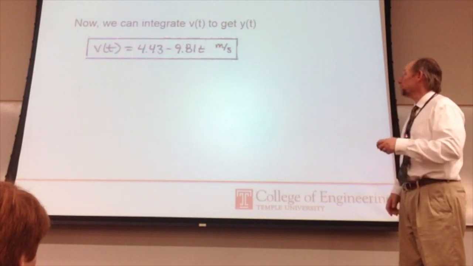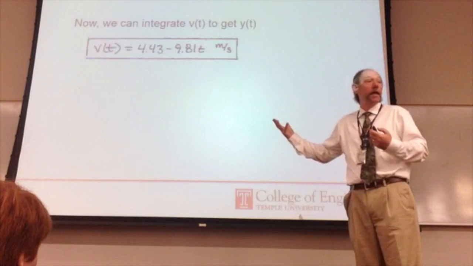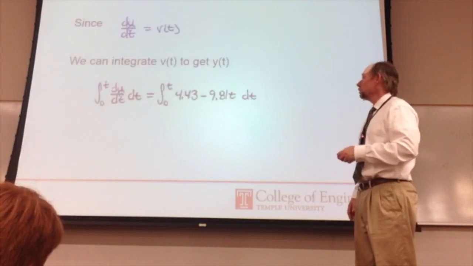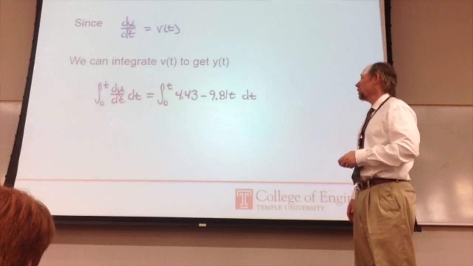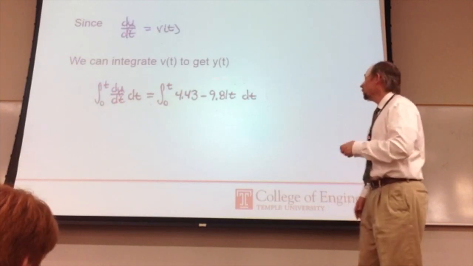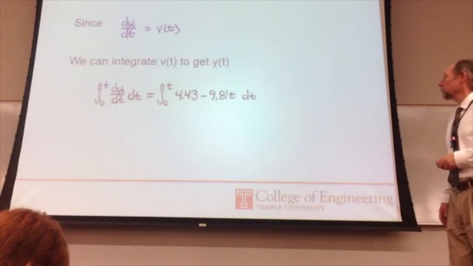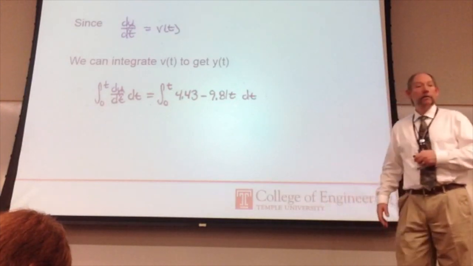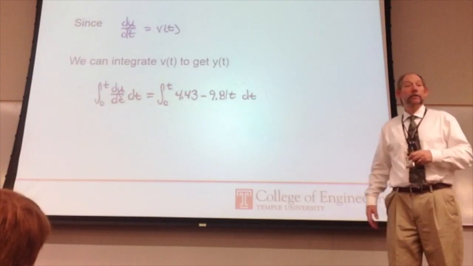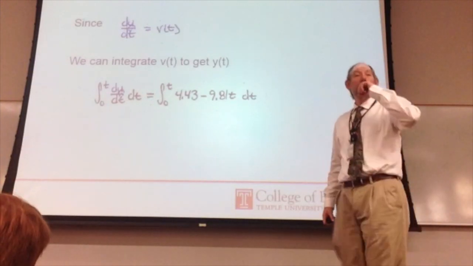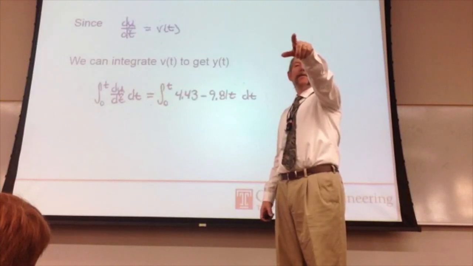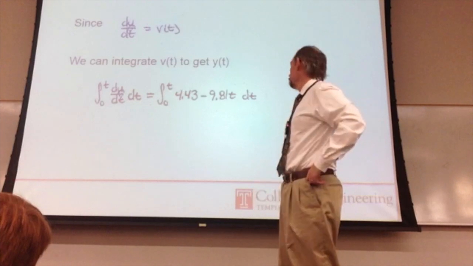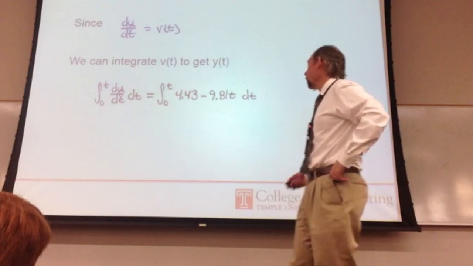So now this is our function of velocity. We can integrate that to get position at any time. So again, the derivative of the position with respect to time is equal to the velocity, and this is the function we need to integrate with respect to time. What's the integral of this function? Who can, somebody in the back, here, in the red shirt. 4.43 t minus 9.81 divided by 2 t squared. Yes, all right, so there you go.